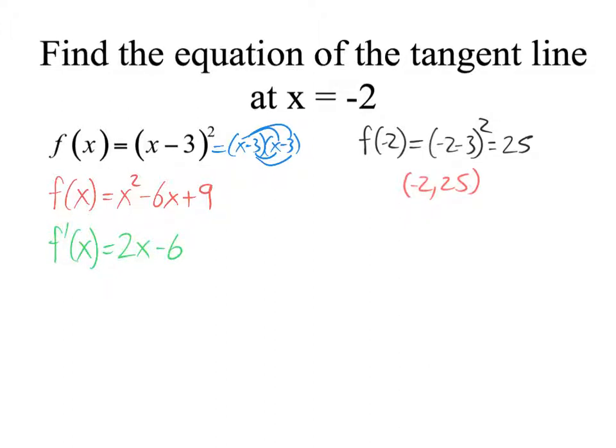And then, didn't we say we want to find the slope at -2? So we want f prime of -2, which is 2 times -2 minus 6, which is -4 minus 6, is -10. So can we come over here and write m equals -10? We have a coordinate and a slope of -10. I want to now make an equation of a tangent line, an equation of a line.